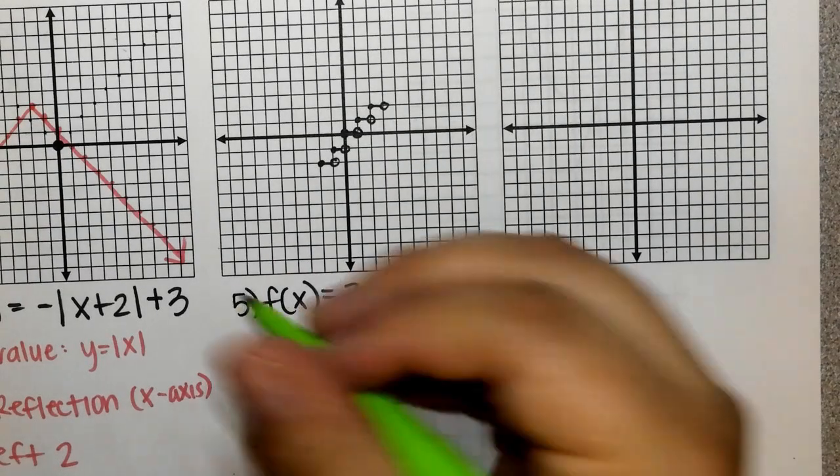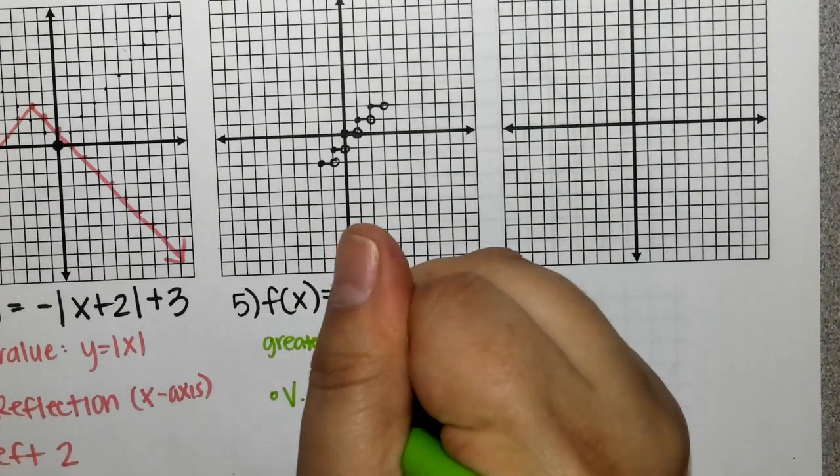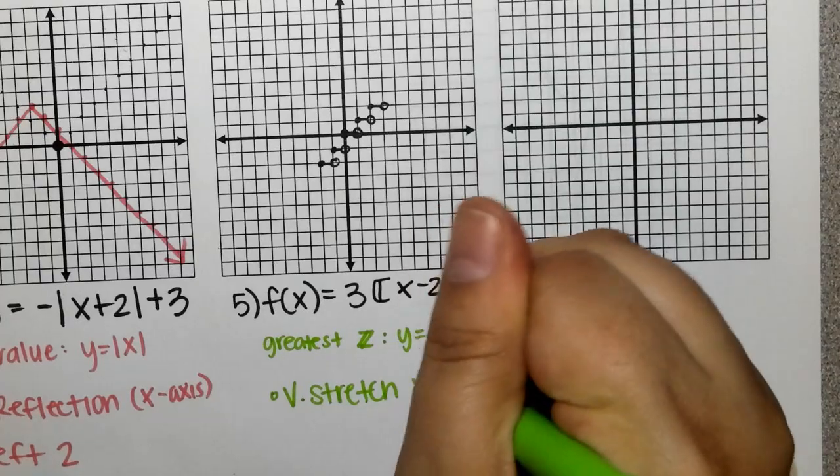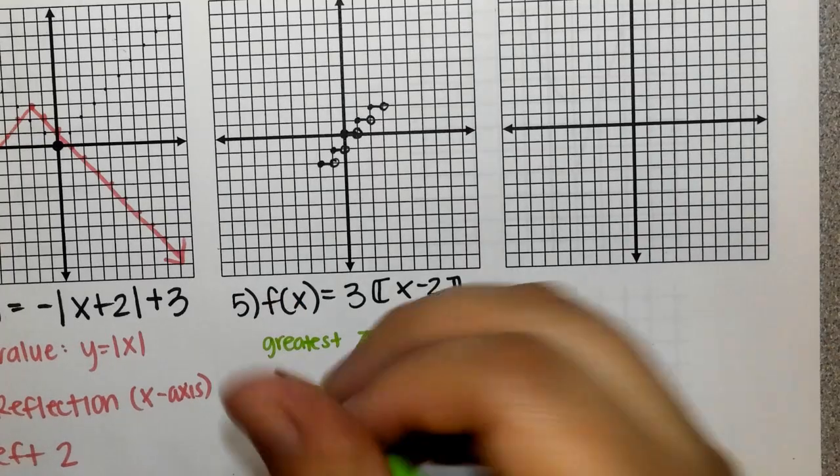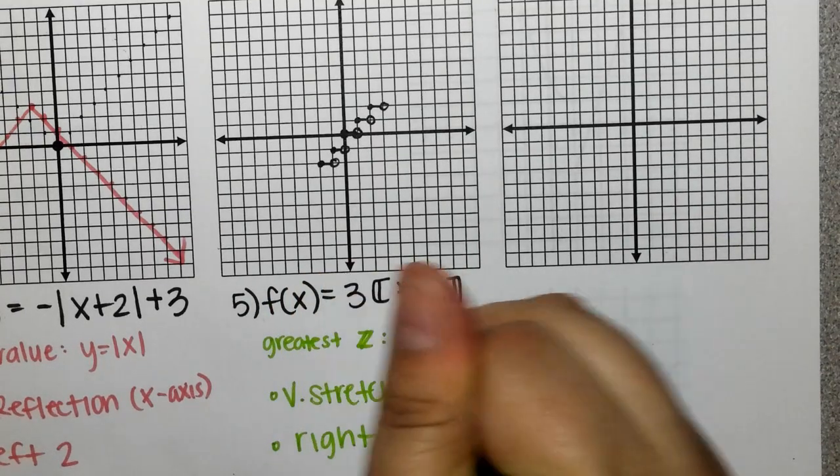Louder? Vertical stretch times 3. We're going to multiply our y values by 3. And we are going to do what? Right 2. We're going to go right 2 units.